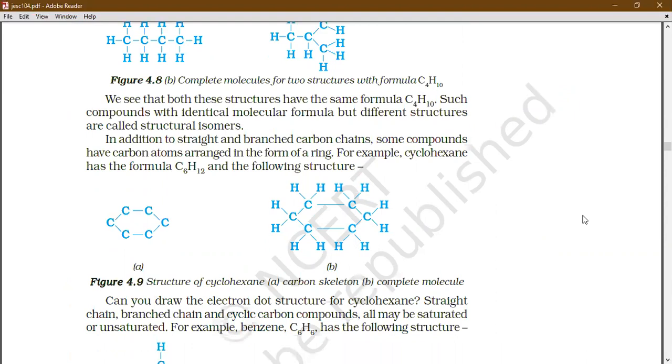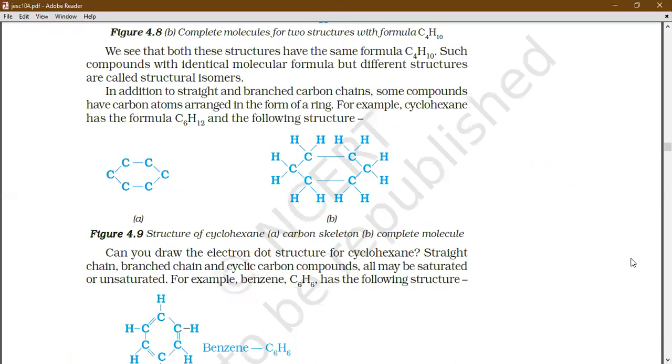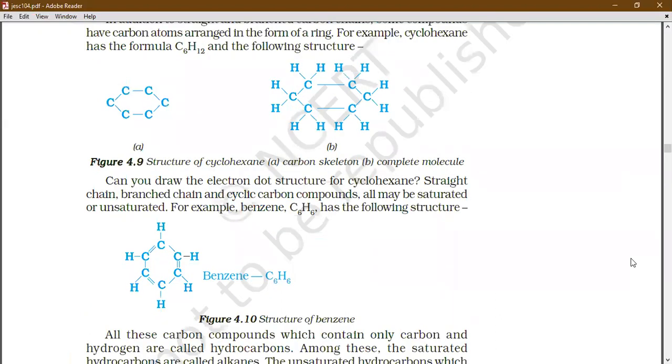In addition to straight and branched carbon chains, some compounds have carbon atoms arranged in the form of a ring. For example, cyclohexane has the formula C6H12 and the following structure. Can you draw the electron dot structure for cyclohexane? Straight chain, branch chain, and cyclic carbon compounds all may be saturated or unsaturated. For example, benzene, C6H6 has the following structure.